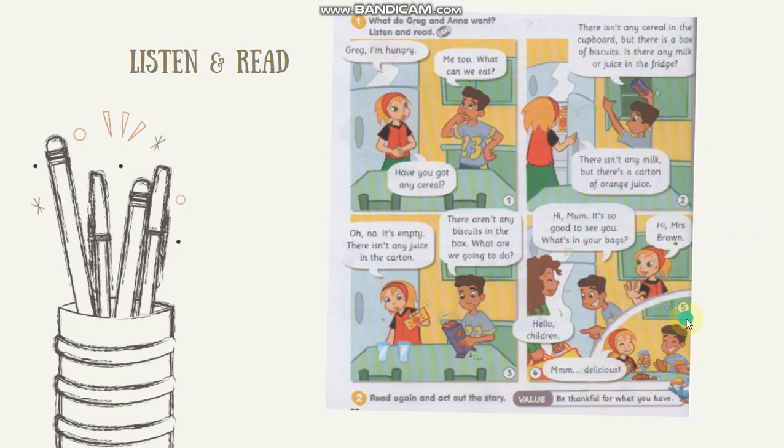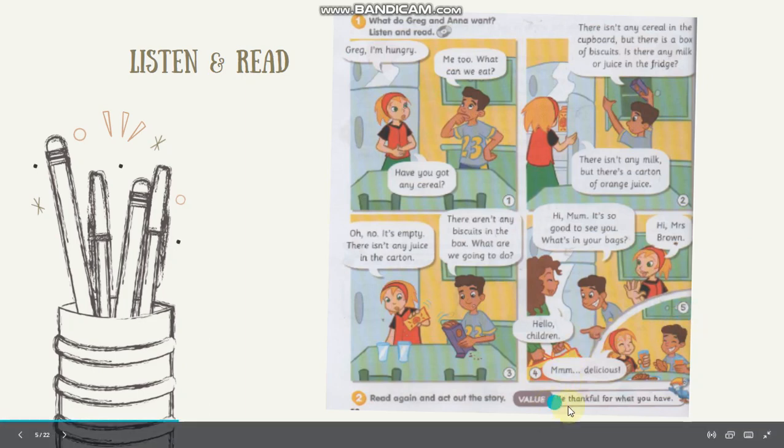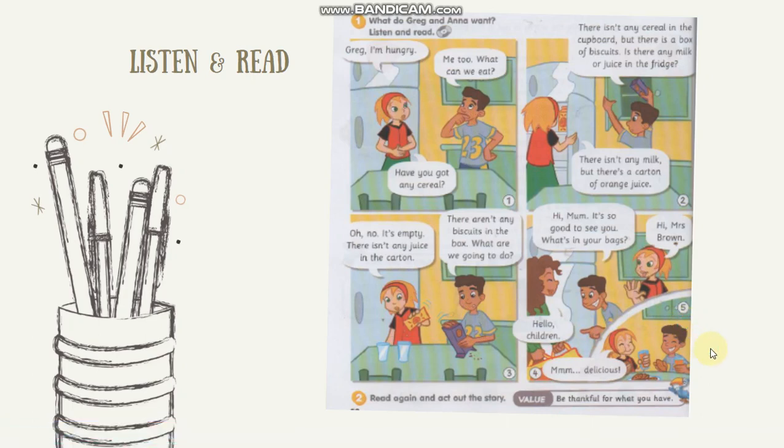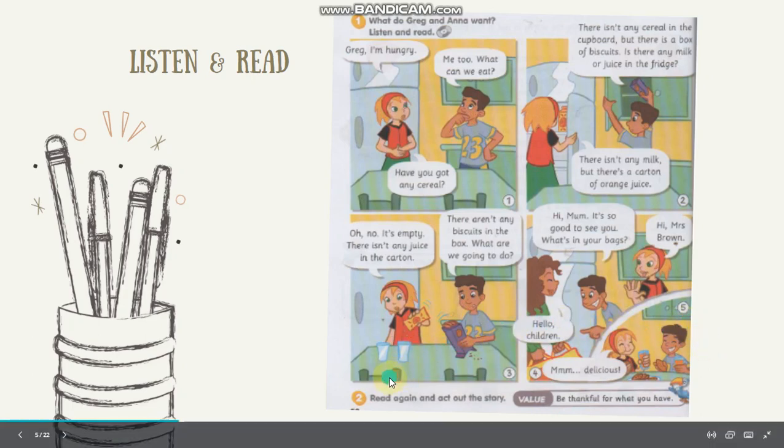Okay, so now let's look at the value at the bottom of the story. You must be thankful for what you have. Always be thankful. Okay, now let's look at activity 2. We are going to read again and act out the story. We will do this activity in the lesson.